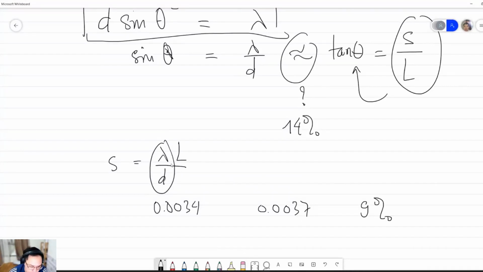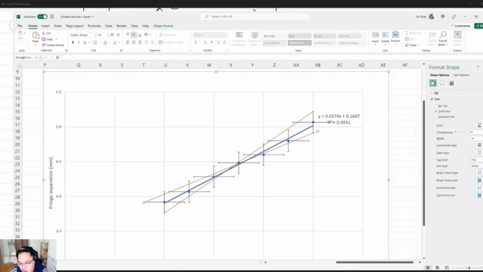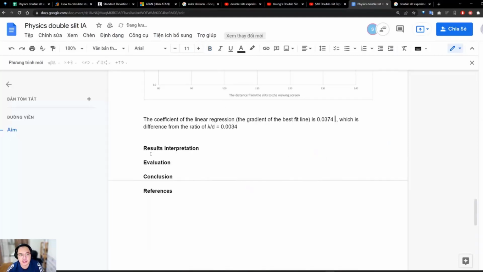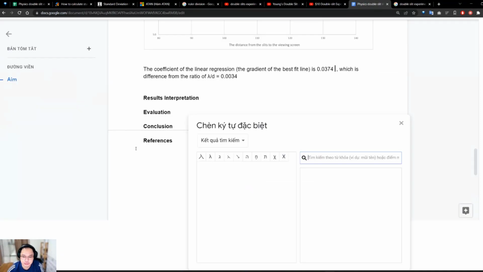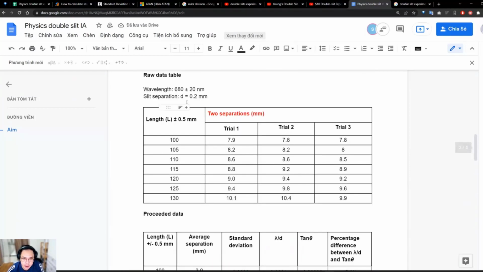Approximately, we compare it with the ratio of lambda over d, okay. Uncertainty of the gradient is the maximum minus the minimum, and then divided by 2, so that you can mention the uncertainty here, plus or minus something, plus or minus the gradient, okay. And also this thing, we also need to calculate the absolute uncertainty, by using this uncertainty of wavelength.